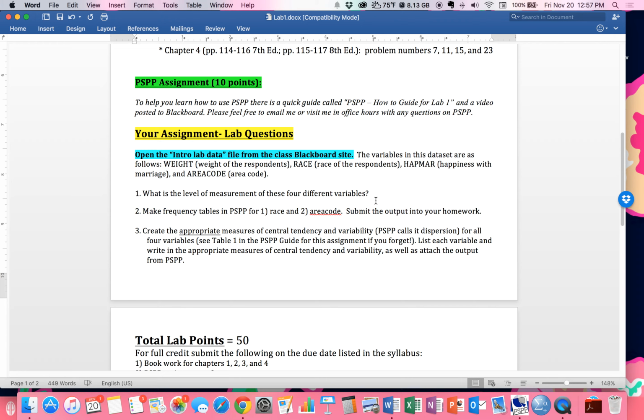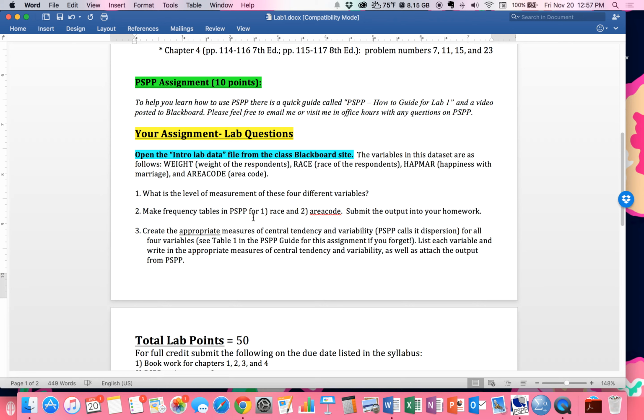So what is the level of measurement for those 4 different variables? You're going to have to look at those 4 variables, and you're going to have to think about it. Based on what that data looks like, are they nominal, are they ordinal, are they interval, are they ratio? And you're going to label each of the 4 variables as one of the levels of measurement.